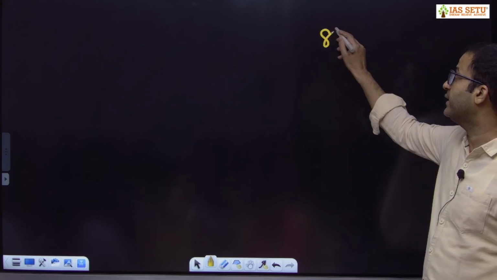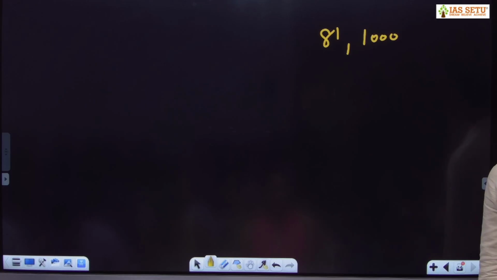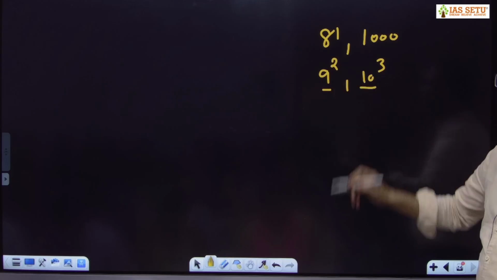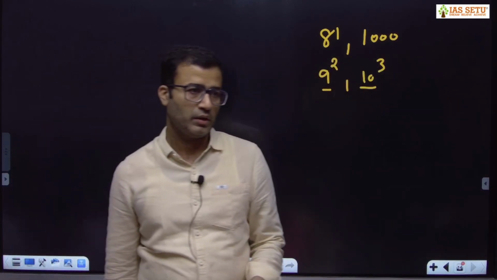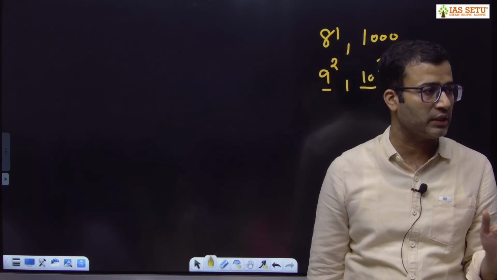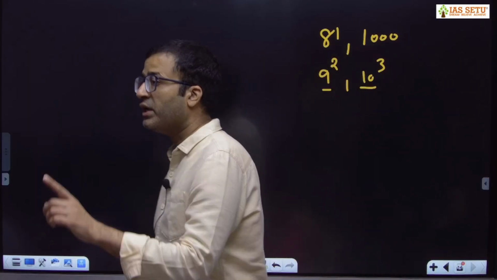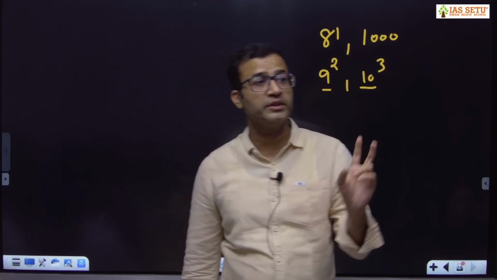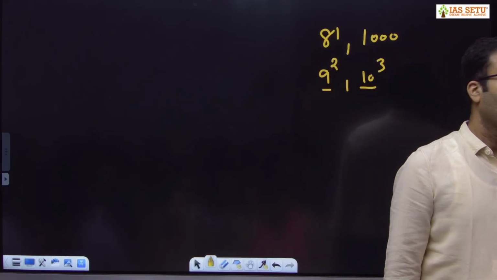Like, if I ask 81 and 1000, check if these are co-prime, yes or no. What is 81? 9 square. What is 1000? 10 cube. If 9 and 10 are co-prime, then 9 square and 10 cube have to be co-prime. Co-prime, all of you know; again and again I'm asking. The definition of co-prime is clear: two natural numbers a and b are said to be co-prime if they have only 1 as a common factor. The stress should be on natural numbers, only 1 as a common factor. That is very important. Any doubt?